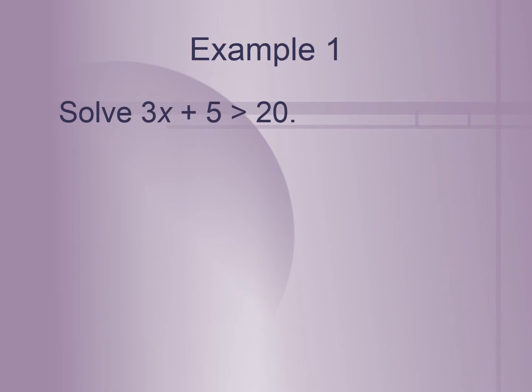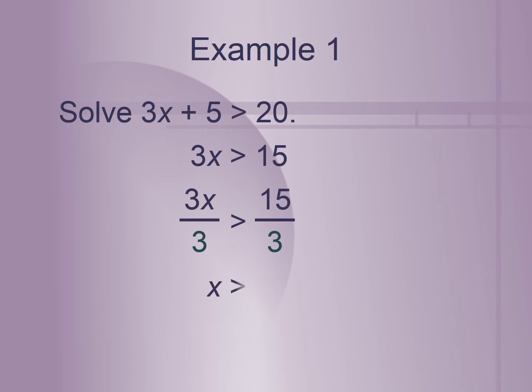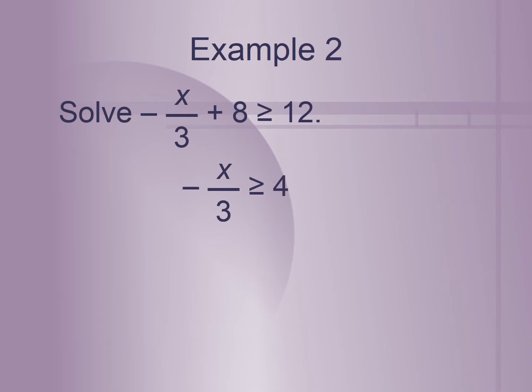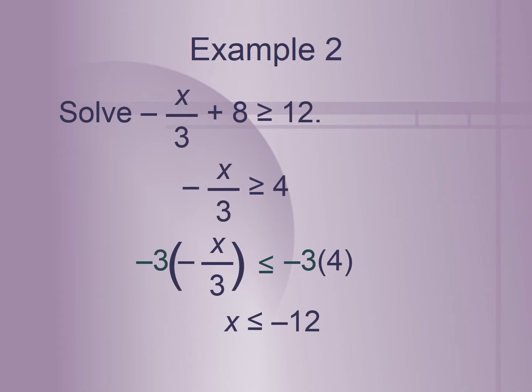Let's say we have 3x plus 5 is greater than 20. We would first subtract 5 from both sides, then divide both sides by 3, and then we get x is greater than 5. Next example, let's say we want to do this. So the first thing we would do is we subtract 8 from both sides, and then we multiply both sides by negative 3. But remember, when you multiply by negative, your sign flips. So then we get x is less than or equal to negative 12.